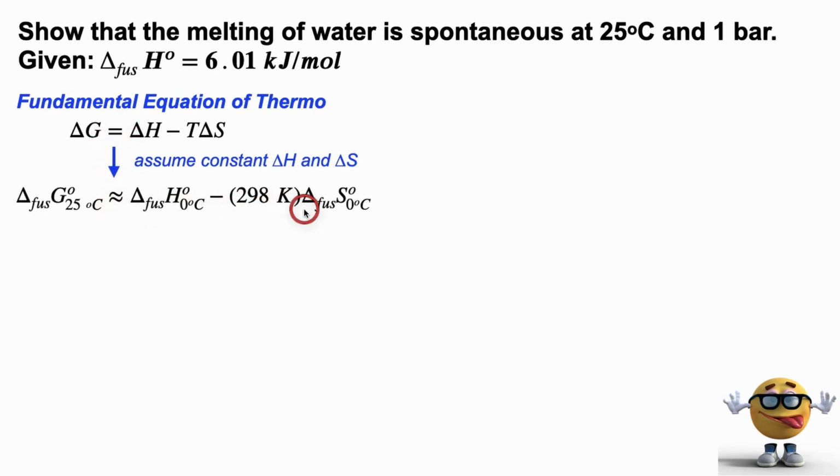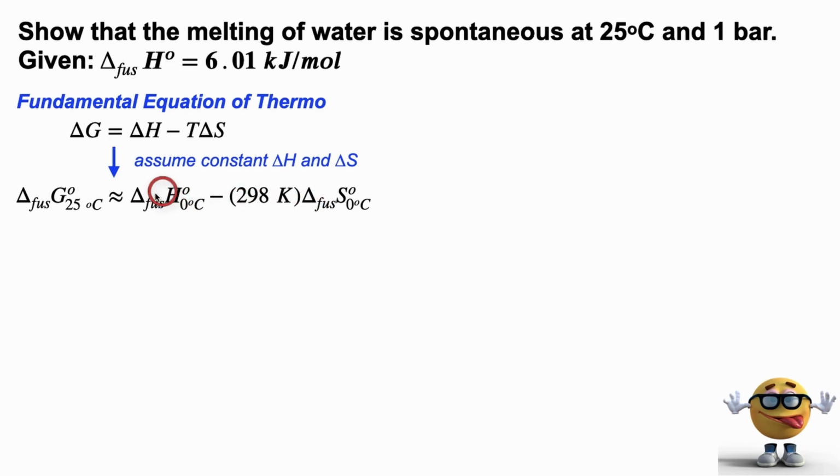Now, I'm going to add a little bit of notation here. Don't freak out. But we're just adding things to make it specific to this problem. So we want the change of fusion, so melting, of Gibbs energy. We want it at 25 degrees Celsius and in its standard state because we're at a constant pressure of 1 bar, and we're assuming this is pure water. And that's approximately equal to the change in enthalpy at 0 degrees Celsius. So even though we want the change in Gibbs energy at 25 degrees Celsius, we can use the change in enthalpy at 0 degrees Celsius because we're assuming it's constant. Minus, this is the temperature, 25 degrees Celsius in Kelvin, times the change in entropy.